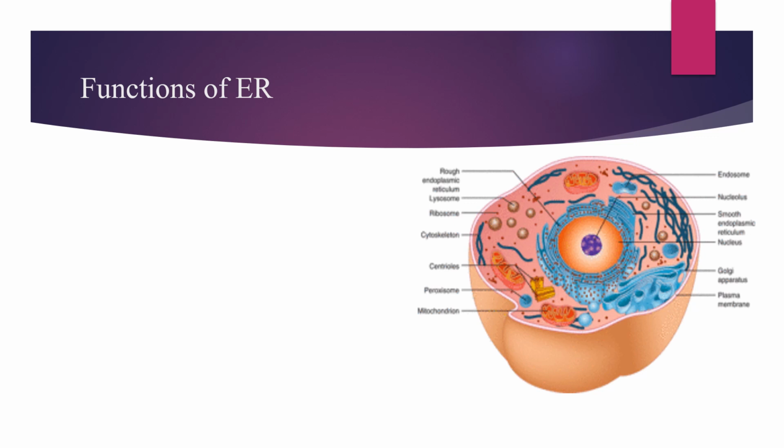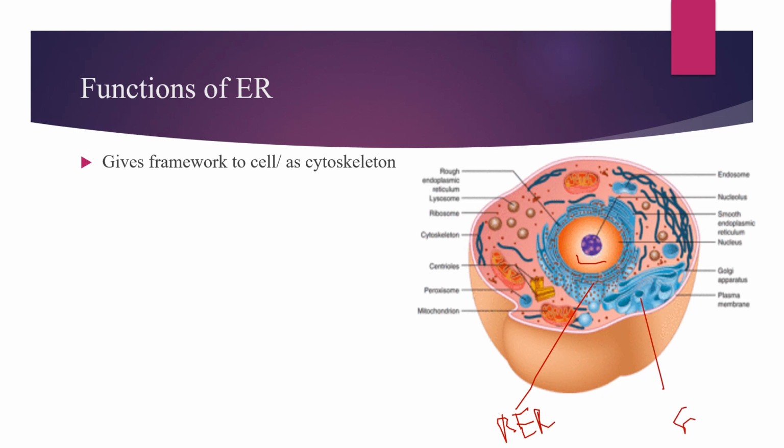In this slide, we will discuss the functions of endoplasmic reticulum. So the first function of endoplasmic reticulum is that it gives framework to the cell or acts as cytoskeleton. And how does endoplasmic reticulum act as cytoskeleton? As you can see in this diagram, here in the center the nucleus is present, and here the rough endoplasmic reticulum is present, and here the smooth endoplasmic reticulum is present.